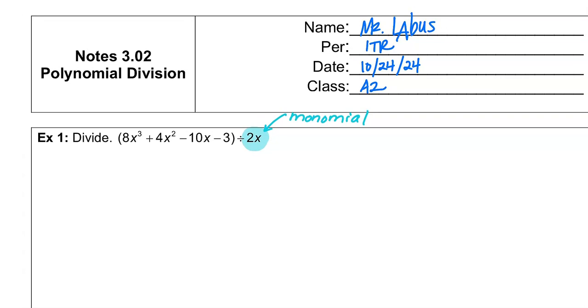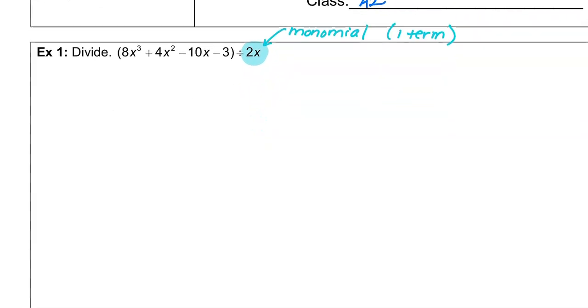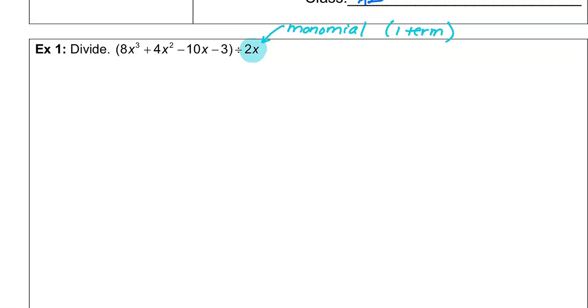Monomial meaning one term. So when we divide by one term, it's pretty straightforward. So I could rewrite this as a fraction. So it would be 8x to the third plus 4x to the second minus 10x minus 3, and then put that all over 2x. Do you guys agree those are the same? A fraction bar is division.